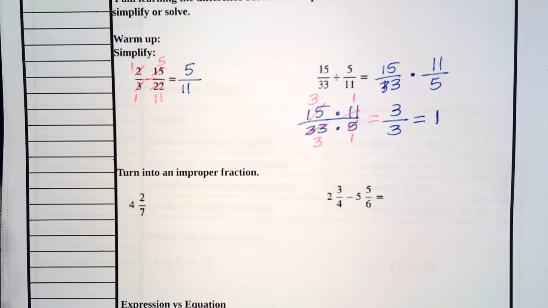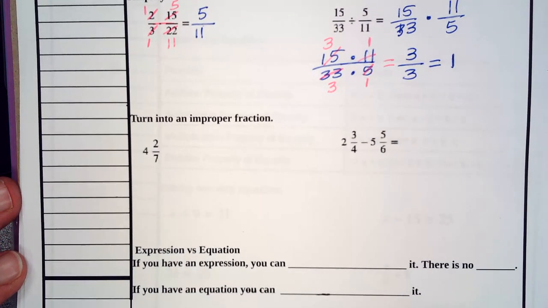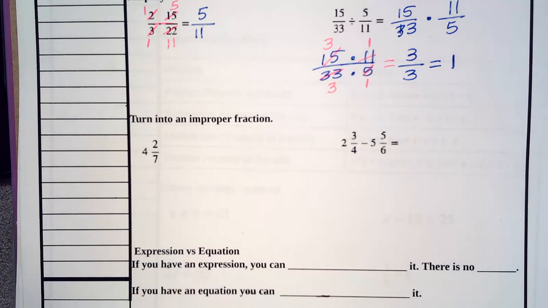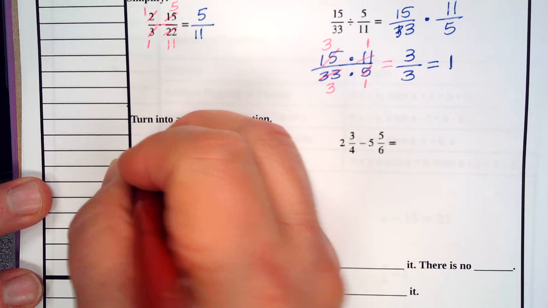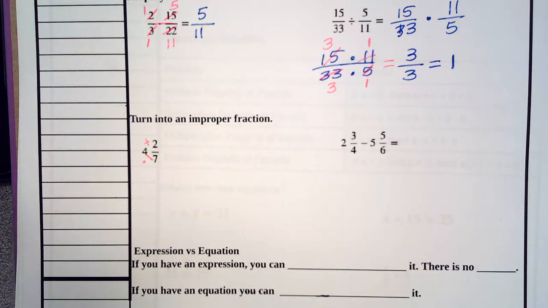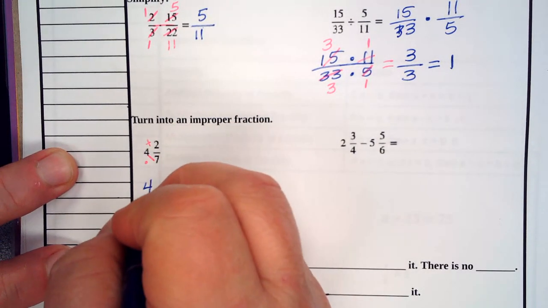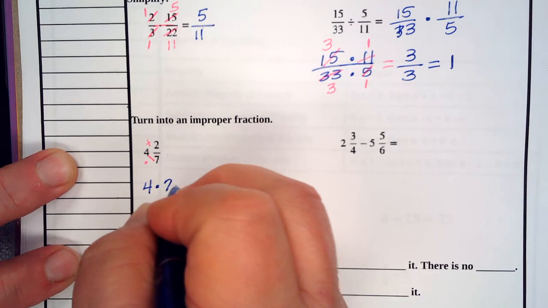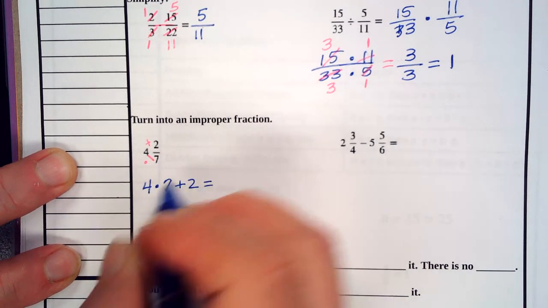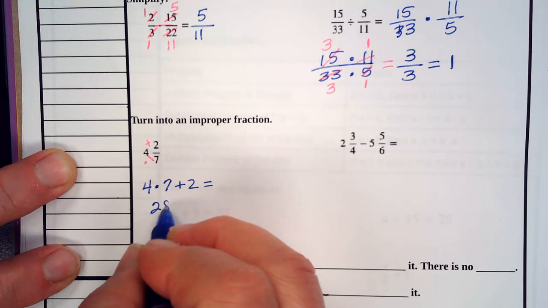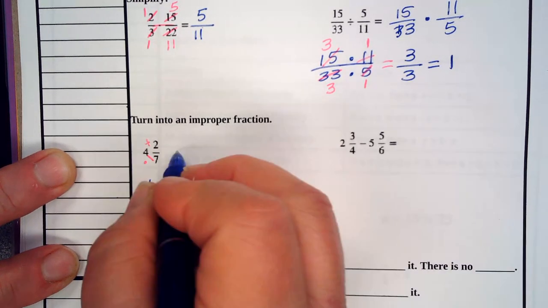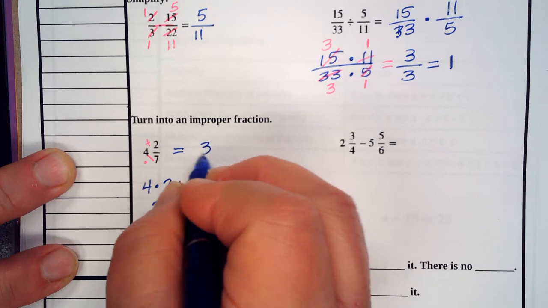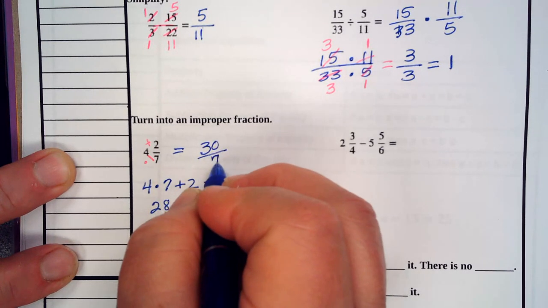Okay, how do you turn into an improper fraction? You multiply at the diagonal, then you add the top number. Four times 7 is 28, plus 2 more would give me 30. So this would be equal to 30 over 7.